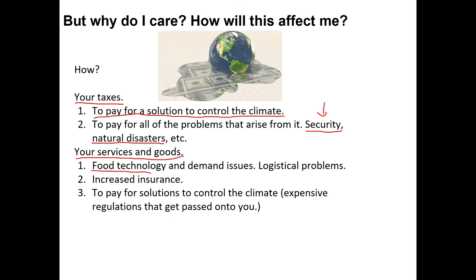You will pay for the food technology. If all of a sudden the growing season is shorter, we need to be able to grow corn faster. Well, that's technology. That has to be engineered, manufactured. Genetic engineering is a great thing for that, and it exists, but it's not cheap. If there's demand problems, supply and demand issues, that'll drive up prices.